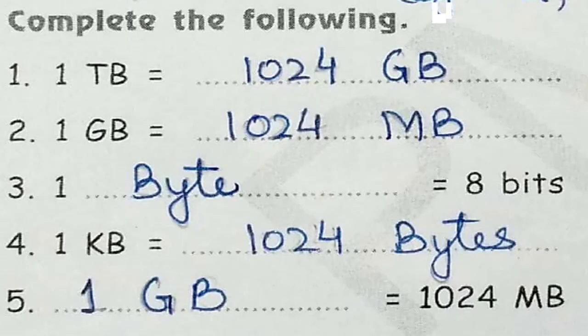Now children, the next question is, complete the following. We have to complete this table. First one is 1 terabyte is equal to, so the answer is 1024 gigabyte. 1 terabyte is equal to 1024 gigabyte. And 1 gigabyte is equal to 1024 megabyte. The third one is 1 byte is equal to 8 bits. Fourth, 1 kilobyte is equal to 1024 bytes. And the fifth one is 1 gigabyte is equal to 1024 megabyte.